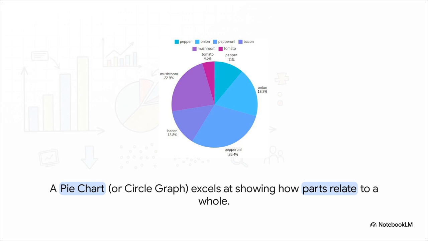Now, let's take that same exact data and look at it with a pie chart. This thing is perfect for showing how different parts make up a whole. So instead of just raw numbers, we're seeing percentages. Here, you can see that pepperoni makes up almost 30% of the entire vote. It gives you a much better sense of its share of the popularity.